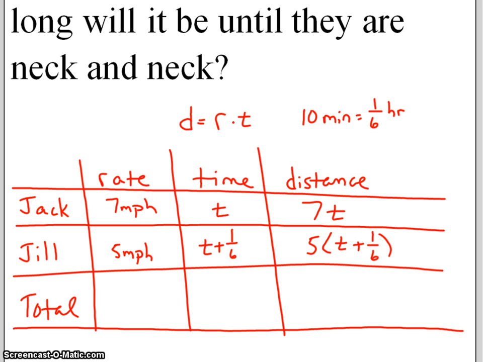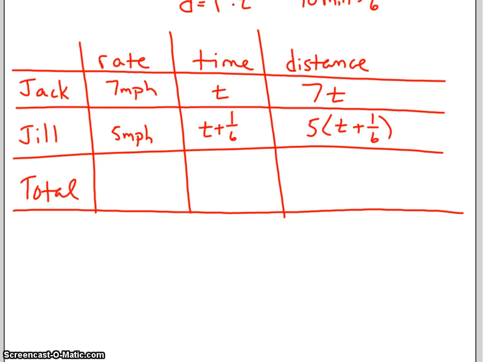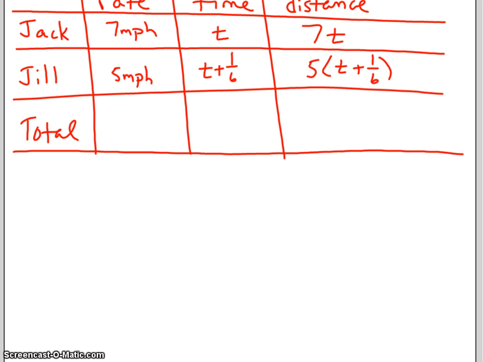Alright, now, we don't really have the fact that they raced a total amount of time. We don't have a total distance. We just want to know when their distances are going to be the same, when they are neck and neck. So Jack is running at 7 miles per hour for t hours. Jill is running at 5 miles per hour, and she's running 10 minutes longer because she started first. So t plus 1/6. So when we solve for t, we're going to get the amount of time that Jack runs right here.